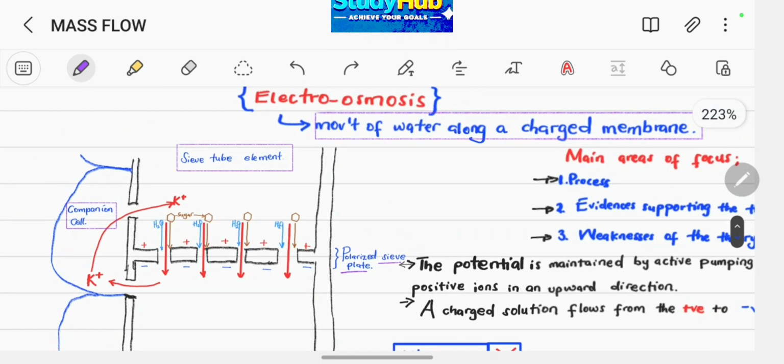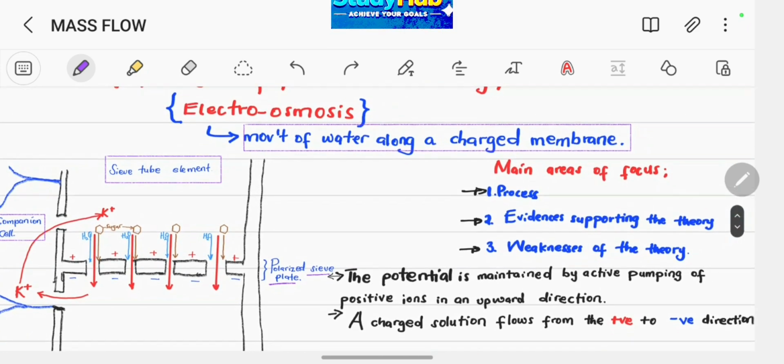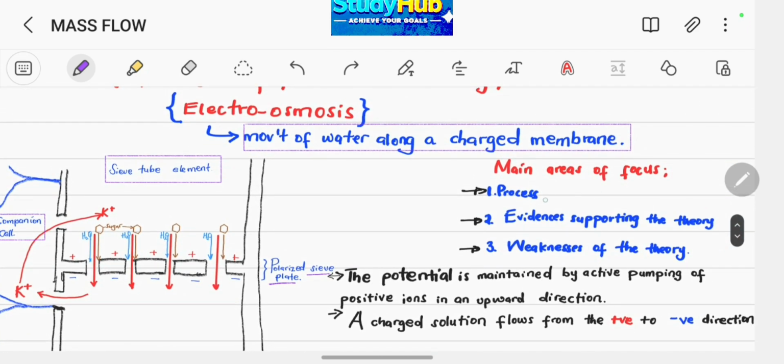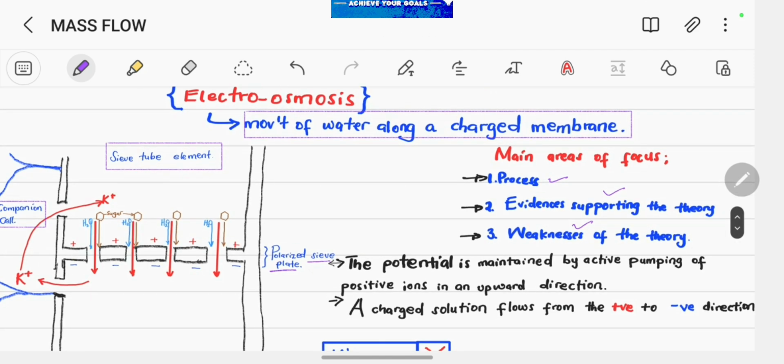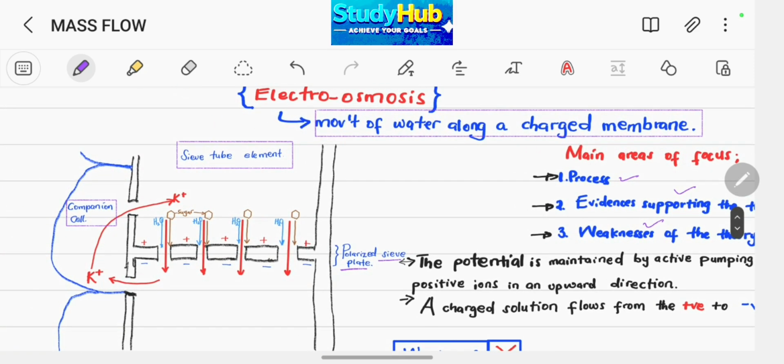within this theory of electroosmosis, the main areas of focus are going to be the process, evidences that support the theory, and the weakness of the theory. We have little to talk about here. And the first point we shall look into is the process.